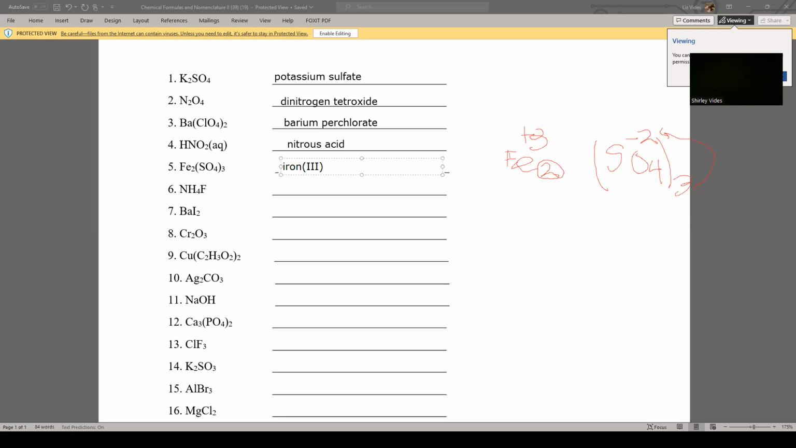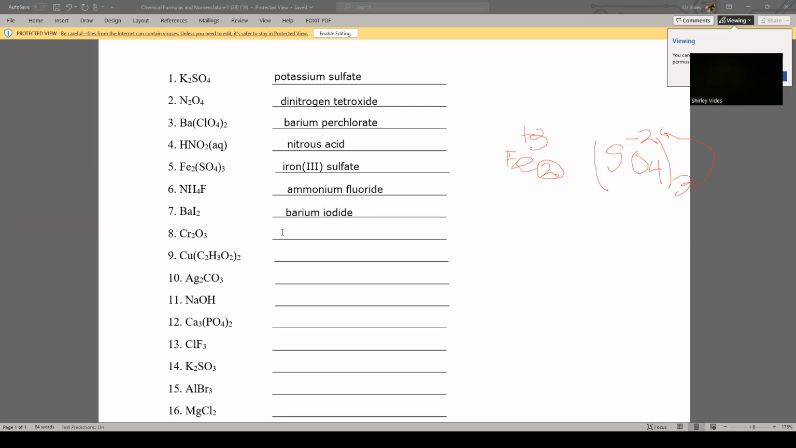And then the other thing is sulfate. This one's ammonium. See, this one's easy because it's ammonium fluoride. Okay. Why is it fluoride and not fluorate or anything? It's because it's the single element. Single elements are IDE. Barium, oops, barium iodide. See, this one's easy.